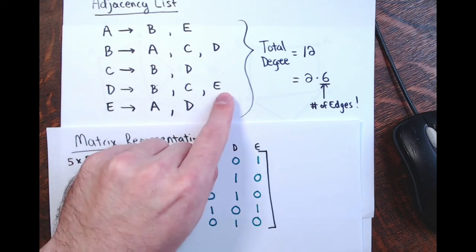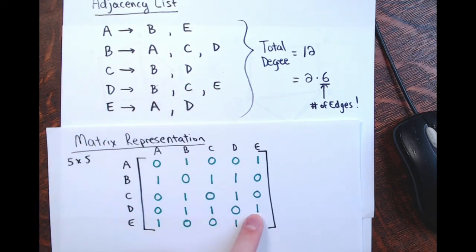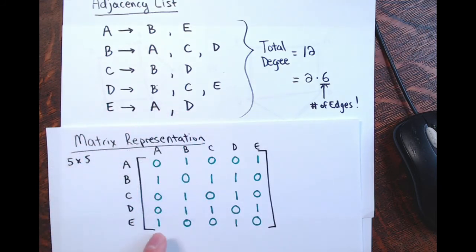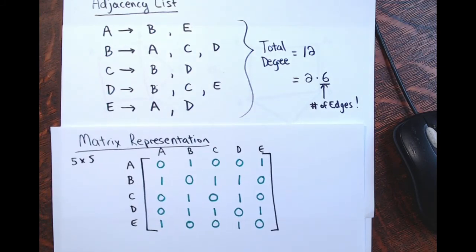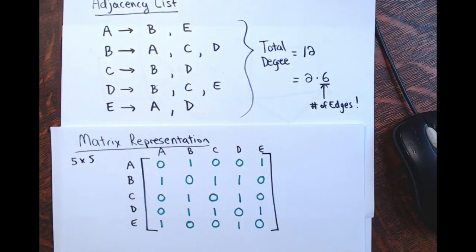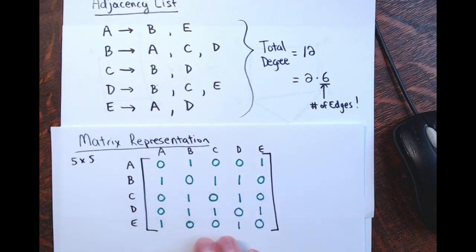Down the D row, there should be a 1 down the B, C, and E column. See, B, C, and E. And then finally down the E row, there should be a 1 down the A and D columns. And then zeros everywhere else. Right, so there's a very quick and easy transfer. If you have an adjacency list, you can easily transfer to the matrix representation for that same graph. And vice versa. Right, if you see where all the ones are, you can definitely transfer back to an adjacency list representation very quickly.